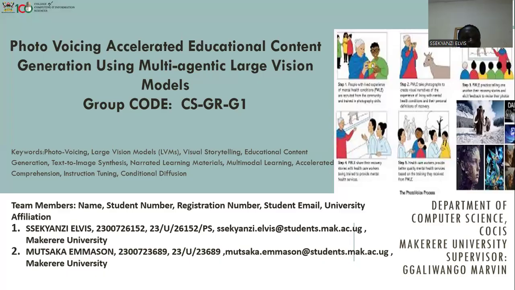Keywords are photovoicing, as I explained earlier, and large vision models. These are AI agents trained to study visual content, basically images and videos. Visual storytelling is a form of generating visual content, basically images and videos. Educational content generation involves generating learning materials. We have text-to-image synthesis, the study of text-to-image prompts, then narrated learning materials. This is a form of a visual story also.